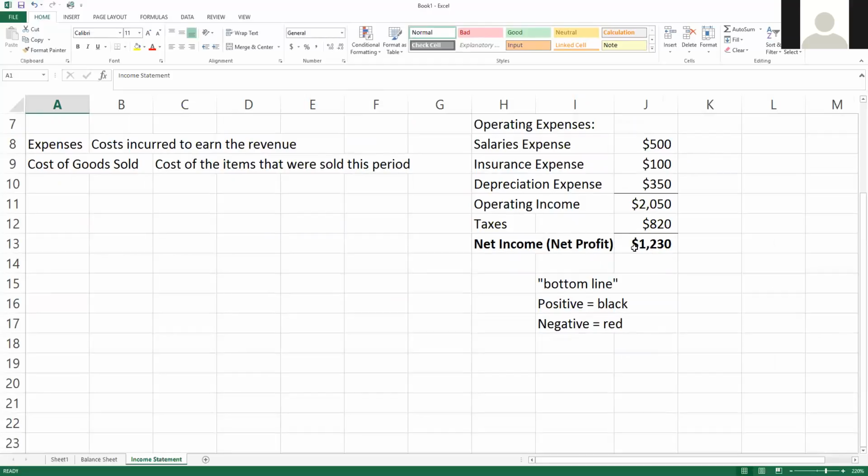The net income here is positive. So when we see black, if someone talks about how was your bottom line, oh, we're in the black this year, it's a good thing. We are at a positive number. Oh, we're in the red. They mean they have a net loss, that the number would have been typed in red because it was negative. So that's where we're going with this.